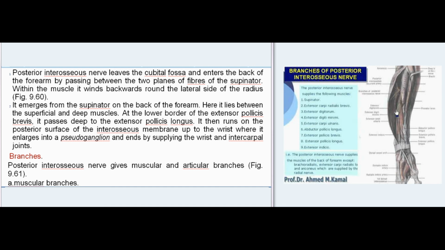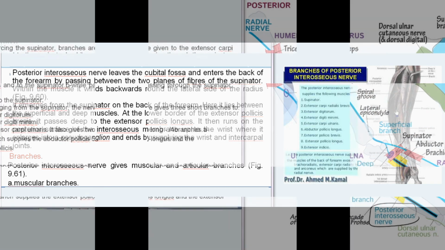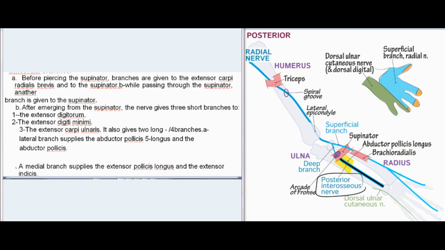It then runs on the posterior surface of the interosseous membrane up to the wrist, where it enlarges into a pseudoganglion and ends by supplying the wrist and intercarpal joints. Branches. The posterior interosseous nerve gives muscular and articular branches, Fig 9.61. Muscular branches: A. Before piercing the supinator, branches are given to the extensor carpi radialis brevis and to the supinator. B. While passing through the supinator, another branch is given to the supinator.